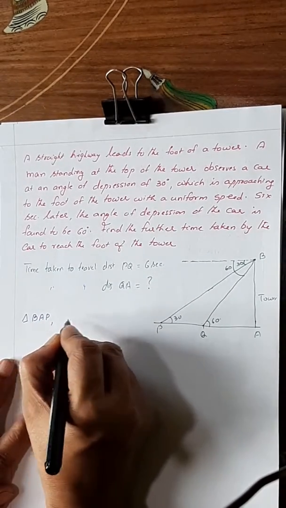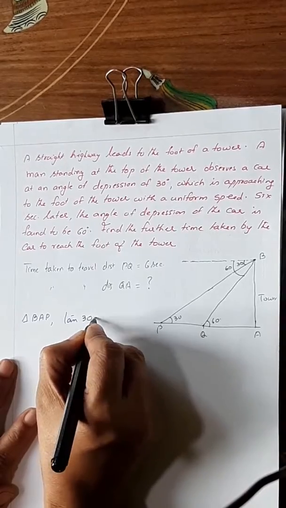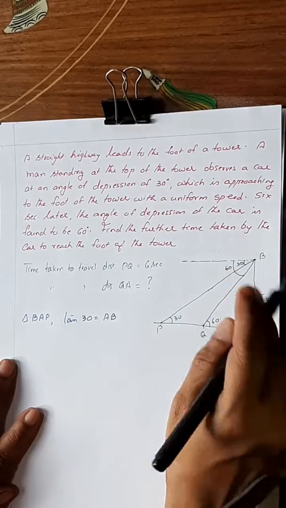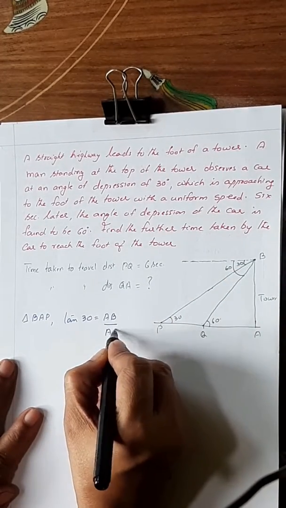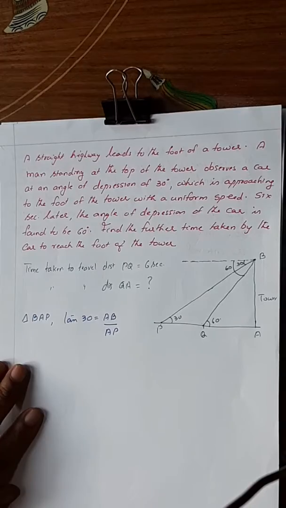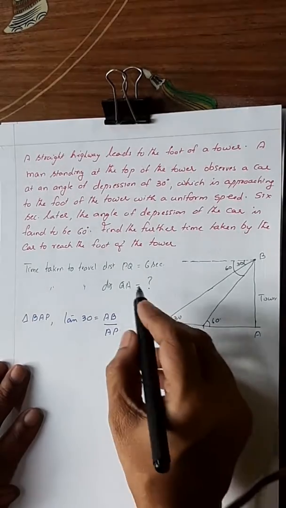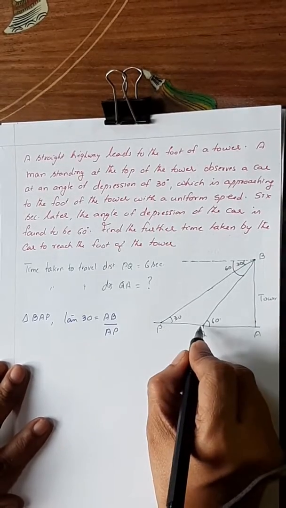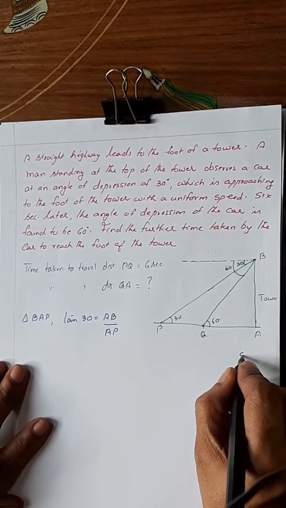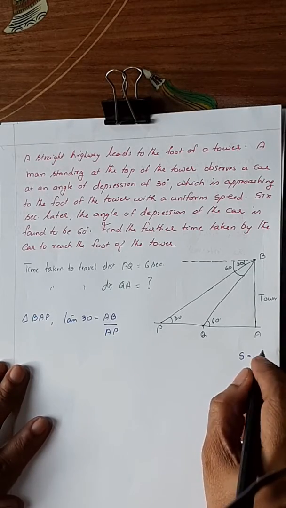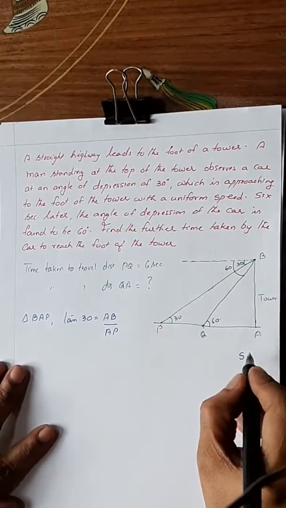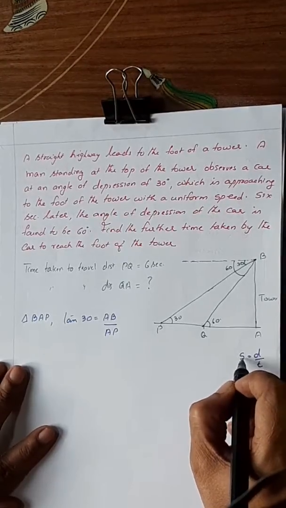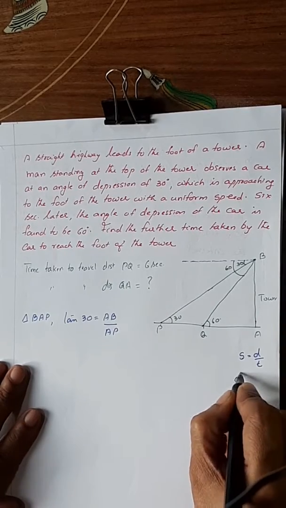In triangle BAP, tan 30 is equal to AB by AP. Now we have from here to here the time taken as 6 seconds given. So speed is equal to distance by time. So the distance is equal to speed into time.